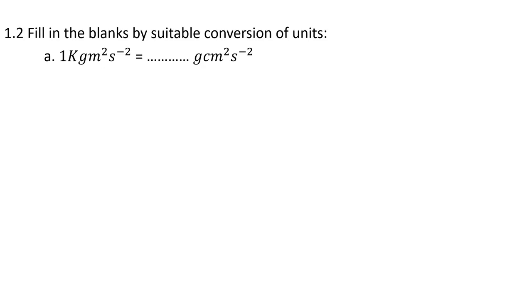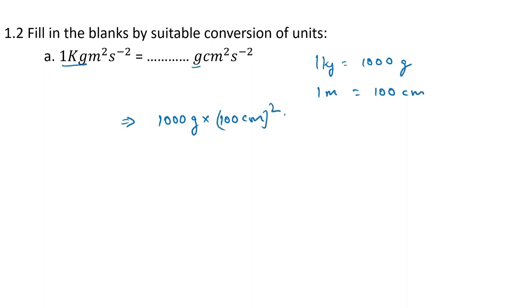Here 1 kg meter square per second square needs to be converted to gram centimeter square per second square. We don't know exactly what the magnitude is in this unit. So here the conversion of kilogram to gram and meter to centimeter would be taking place. The conversion ratio for kilogram is 1000 gram, and for meter is 100 centimeters. Substituting those values in the expression, we will get 10 raised to the power 7 gram centimeter square per second square. So this is straightforward.